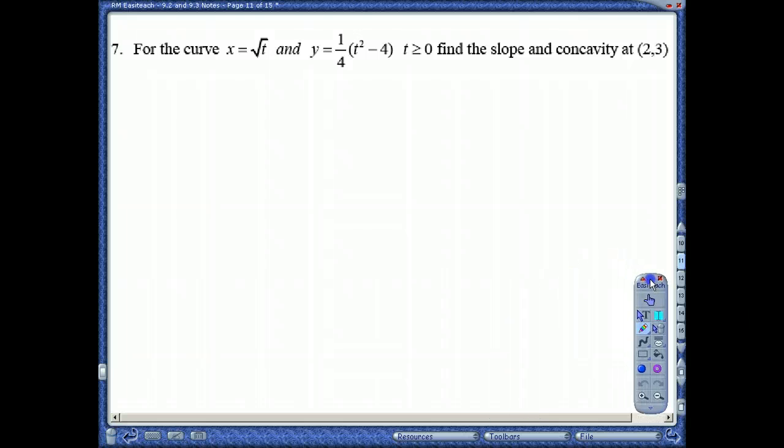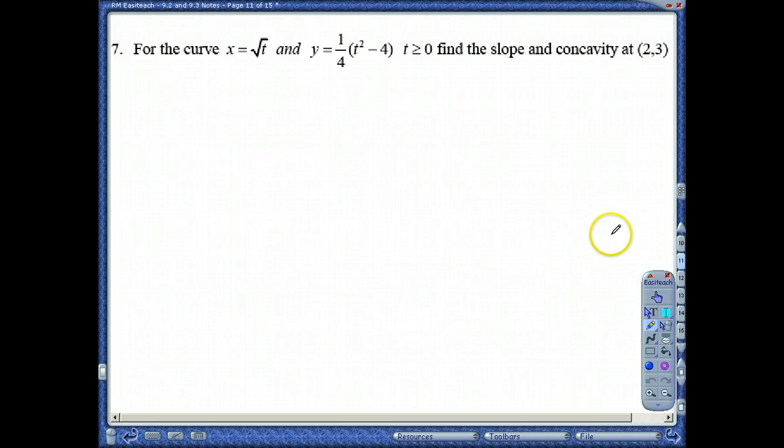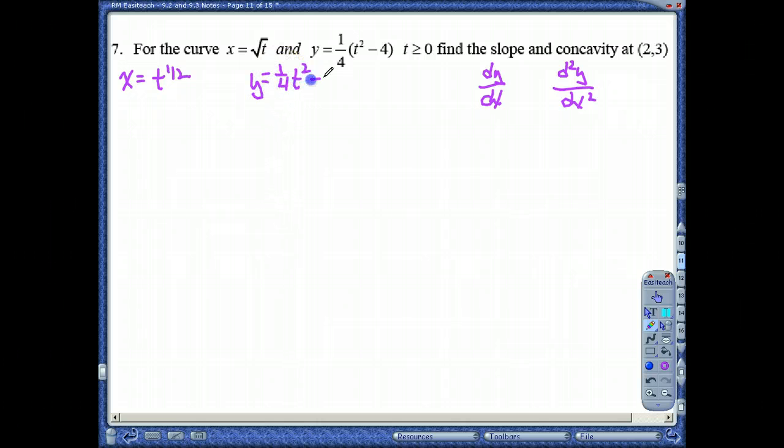They may come right out and tell you, please find the first derivative, please find the second derivative, but that's really not the way they roll. They ask us to find the slope and the concavity at the point (2, 3). So we know we're going to have to find dy over dx because that is slope. For concavity, we're going to have to find the second derivative. All right, so x of t is really t to the 1/2 power. y of t is really 1/4 t squared minus 1.